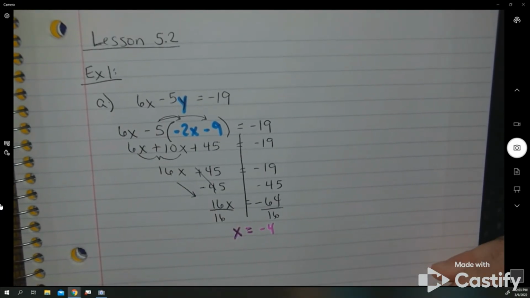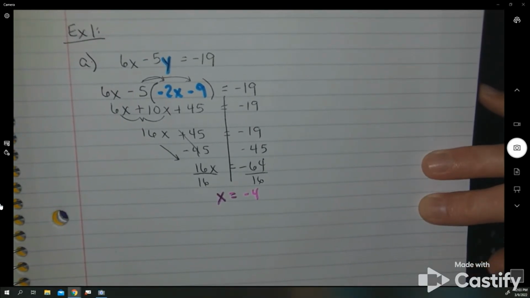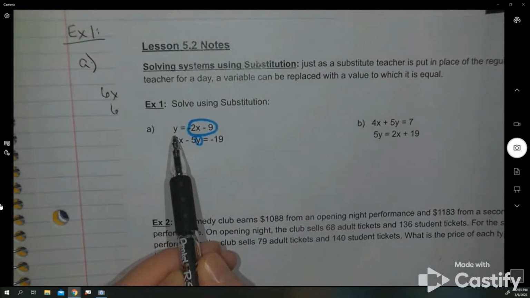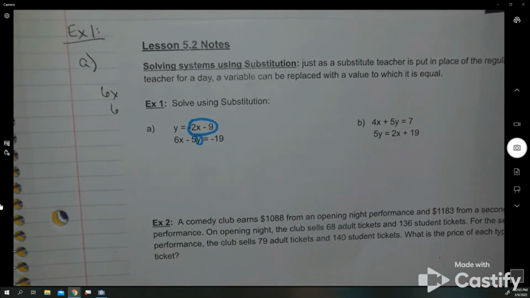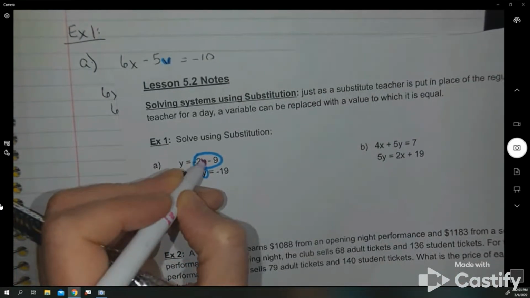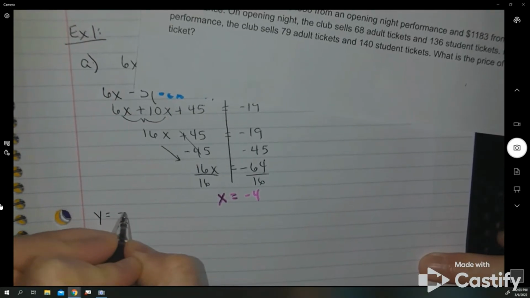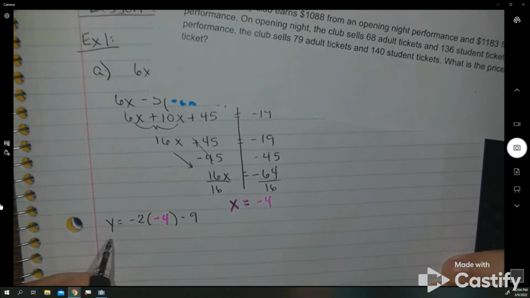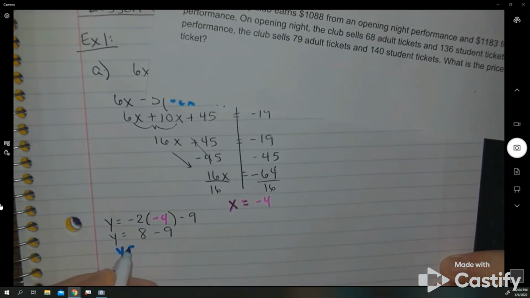Now that I know x, remember that the solution to a system is always an ordered pair. So now that I know that x is equal to negative 4, I can plug it back in and discover what my y value is going to be. My suggestion, if I have an equation that starts y equals and I'm looking for y, plug in your x value for that equation. So I'm going to plug what I just found, x is negative 4, into this original equation here for x. So I have y equals negative 2 times my value of x, which is negative 4, minus 9. So negative 2 times negative 4 is positive 8. Positive 8 minus 9. We have that y equals negative 1.